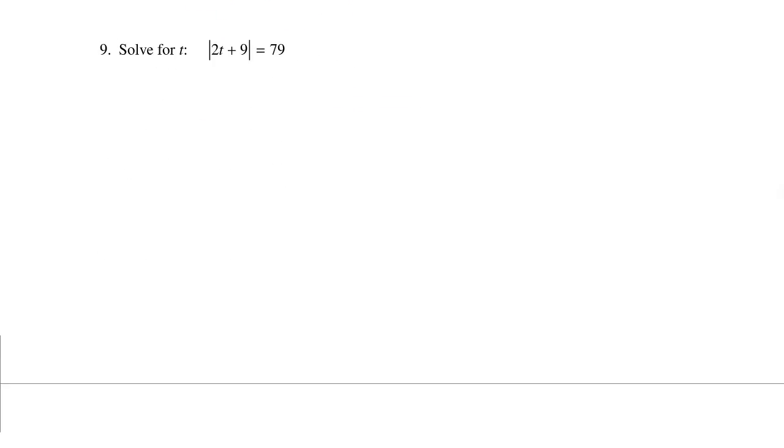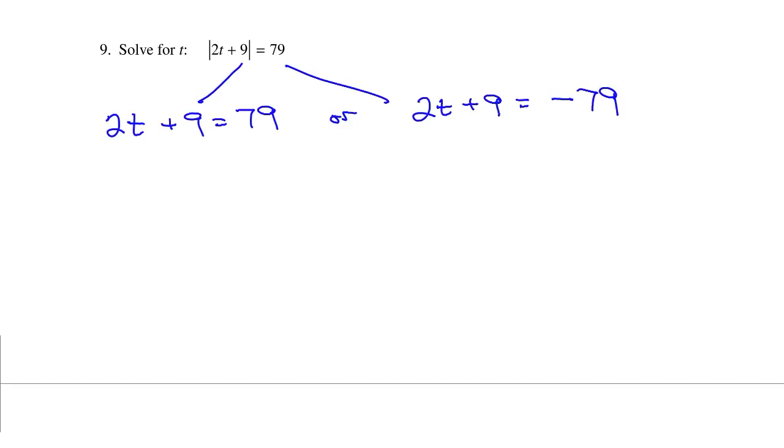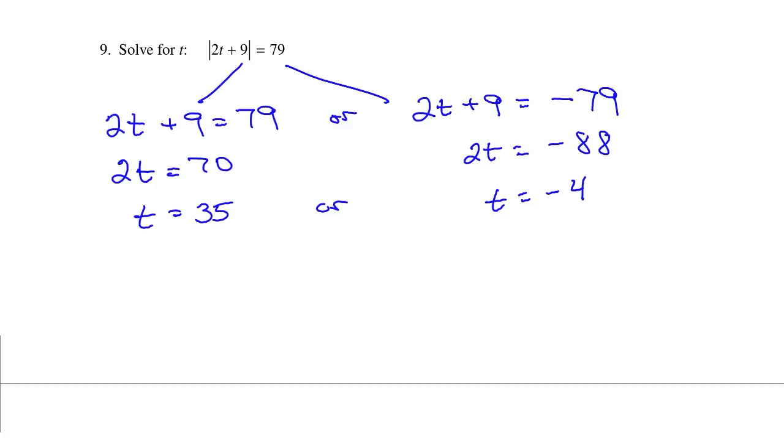Question 9. Solve for t. The absolute value of 2t plus 9 is equal to 79. When you have the absolute value equal to a positive number, you immediately split it up into 2 parts. 2t plus 9 is equal to 79, or 2t plus 9 is equal to negative 79. And then you solve each part. So we get 2t is equal to 70, and t is equal to 35, or 2t is equal to negative 88, and t is equal to negative 44. So the 2 solutions are 35 and negative 44.